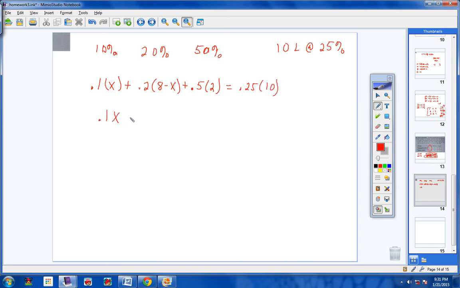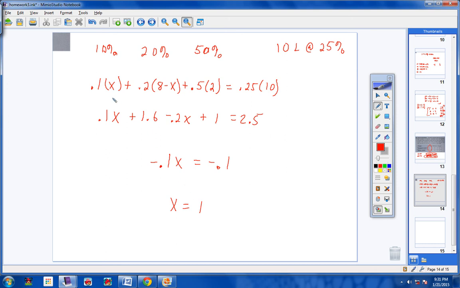0.1 times x plus 1.6 minus 0.2x, because 0.2 times 8 is 1.6, and 0.2 times negative x is negative 0.2x, and then here I would have plus 1, because 0.5 times 2 is 1, equals 2.5. Now let's get our x's together. Negative 0.1x equals, here we have 1.6 plus 1, that's 2.6. Bring your 2.6 over, make it negative, and that's going to leave you with a negative 0.1, okay? Which should give you x equals 1, okay? If you take 0.1 divided by 0.1, you will get 1, okay?